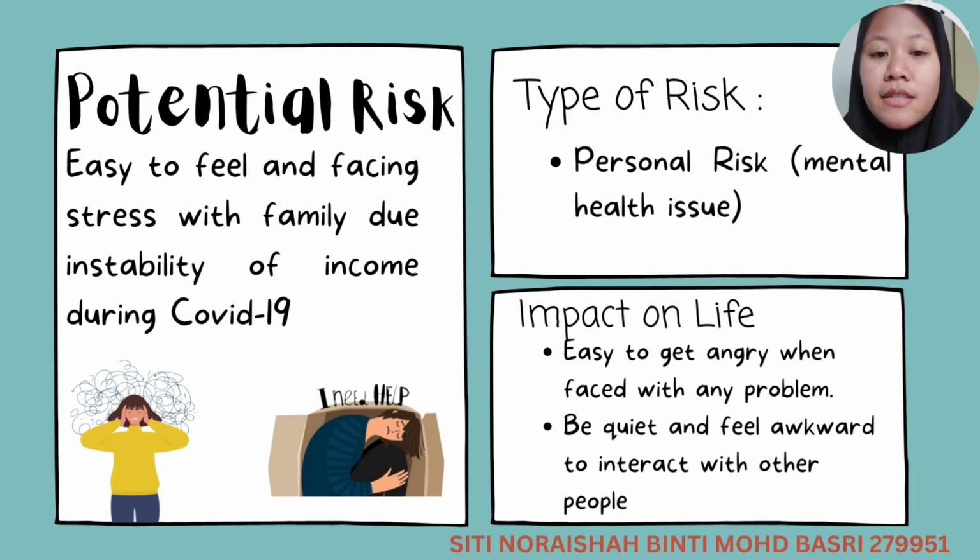Okay, so for the type of risk, this is a personal risk, under the category of mental health issue, because we know the personal risk category has four: risk of premature death, risk of old age, risk of poor health, and also risk of employment. So it is under the third category, risk of poor health, because when we talk about stress, stress and health are interrelated. When we feel stressed, we can easily get sick, maybe get migraine and so on.